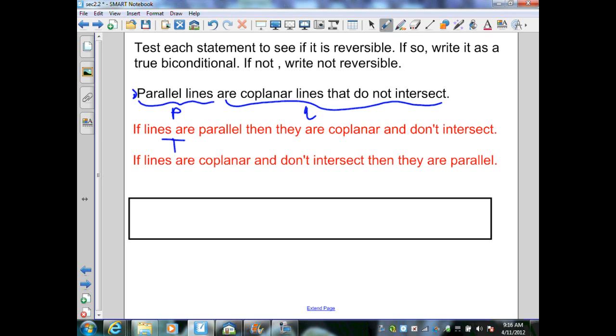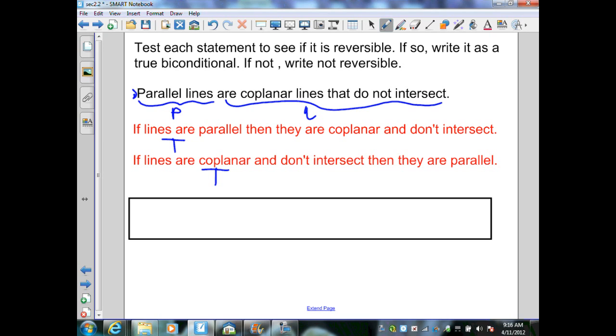That is a true statement. Since it's true, I will proceed to the converse. If it wasn't true, then I would know that they're not reversible, and I could just write not reversible. But since it's true, I can then write the converse, then test that. If lines are coplanar and don't intersect, then they are parallel. That is also true. Since these are both true, I know that they're reversible.